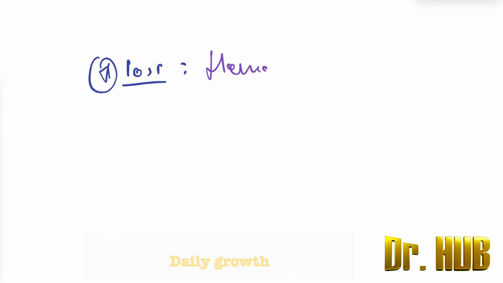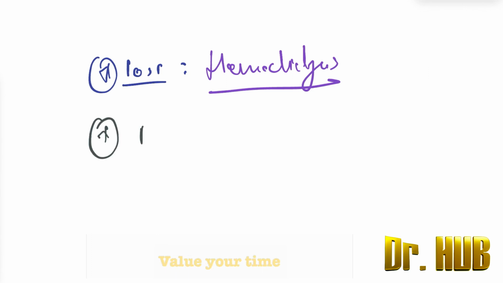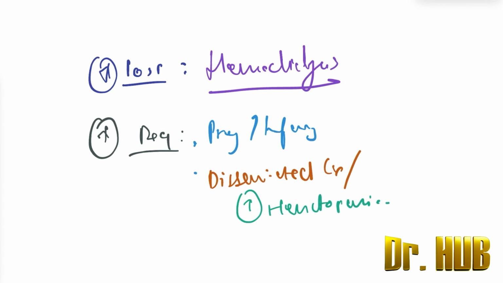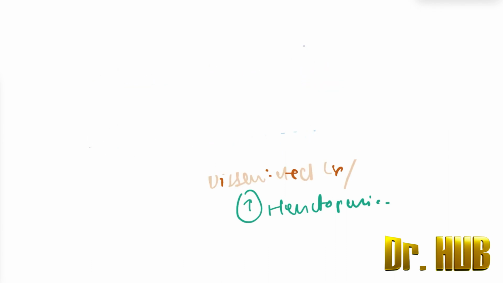Next we move on to increased loss. What does this include? Increased loss is nothing but hemodialysis. Then what about the increased requirement? Increased requirement includes pregnancy as well as infancy, disseminated cancer, and a marked increase in hematopoiesis. So this all comes under increased requirement.